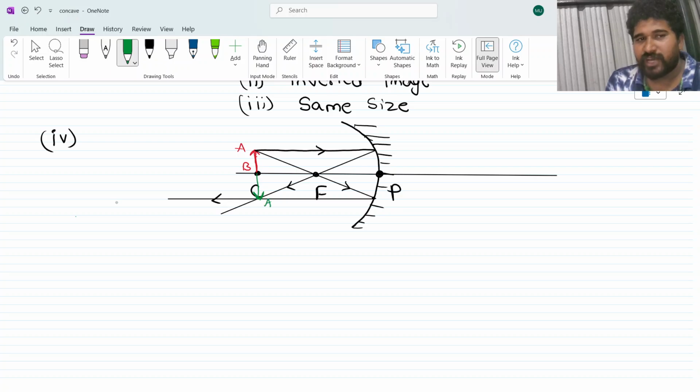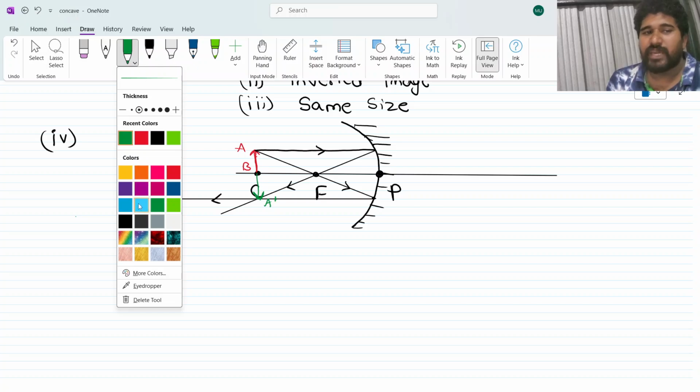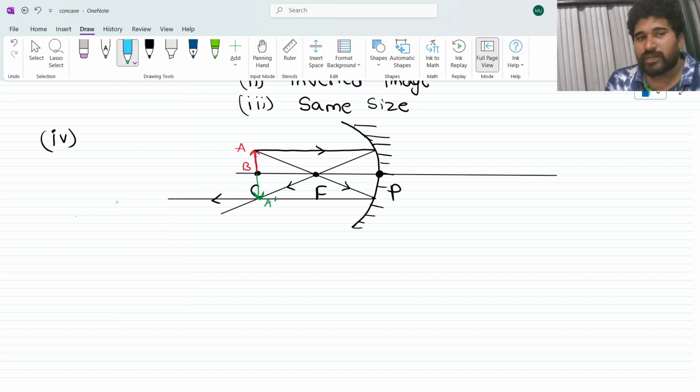This is A dash. This is A dash. Remember, actually, for the image of B, if you want it, you have to take two incident rays. You will take everything along the principal axis. Everything will be coming on the principal axis. That's why you will directly indicate it on the principal axis, in the perpendicular. You will not plot again for B.